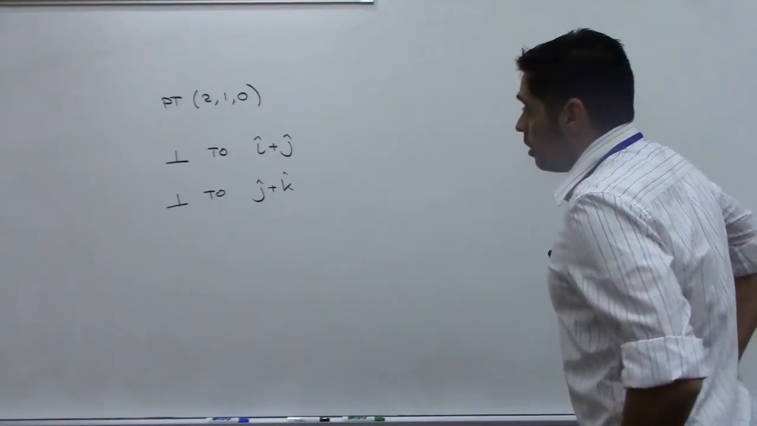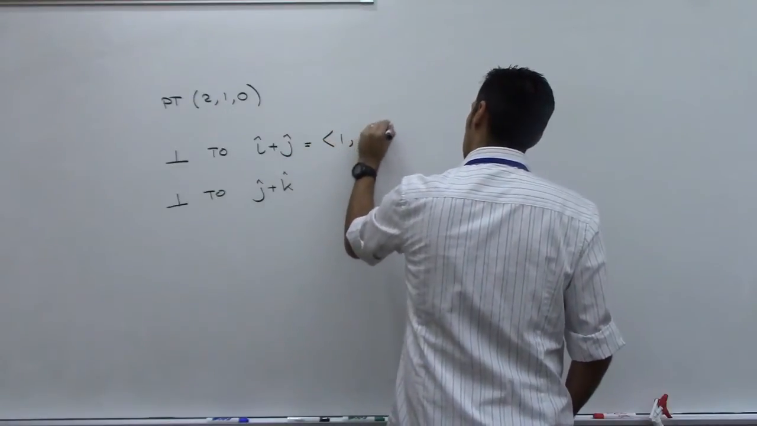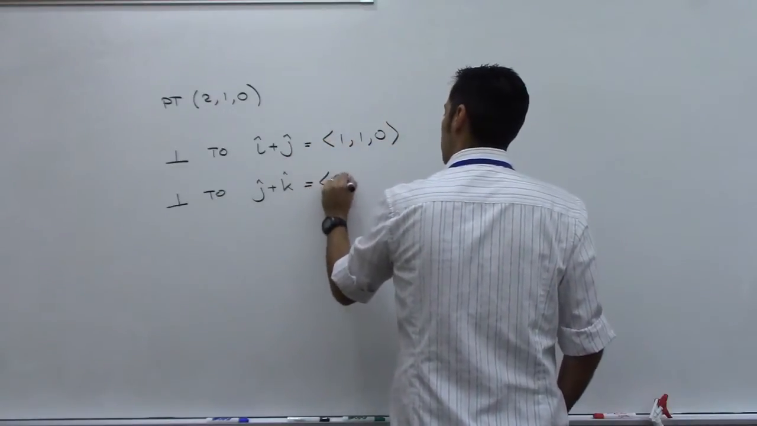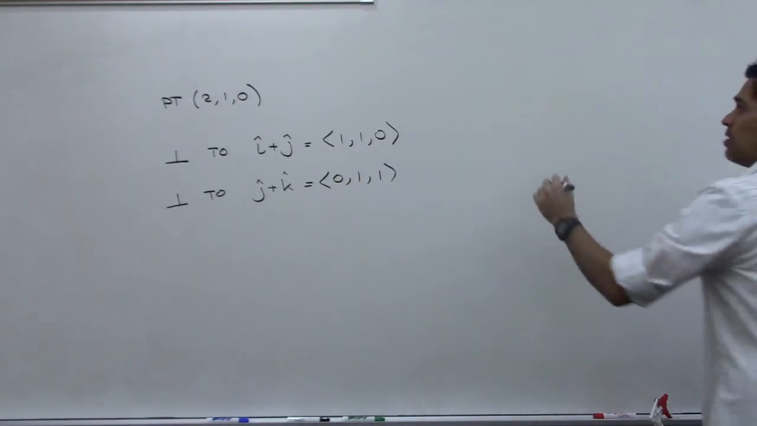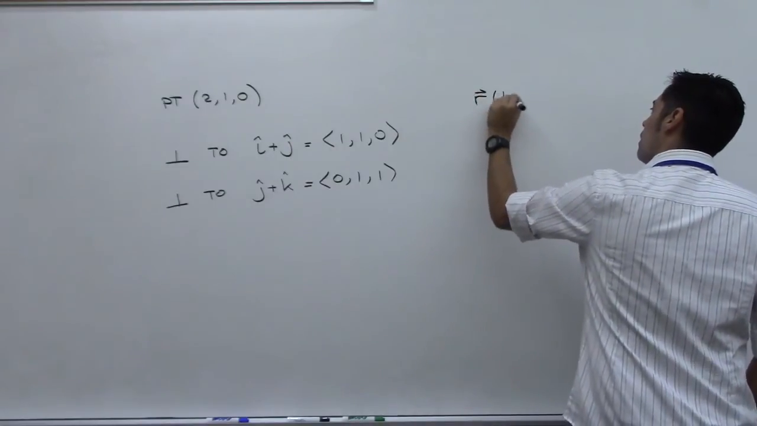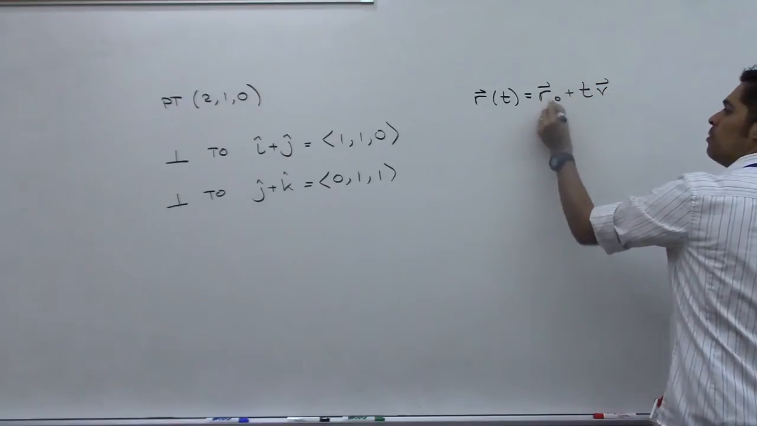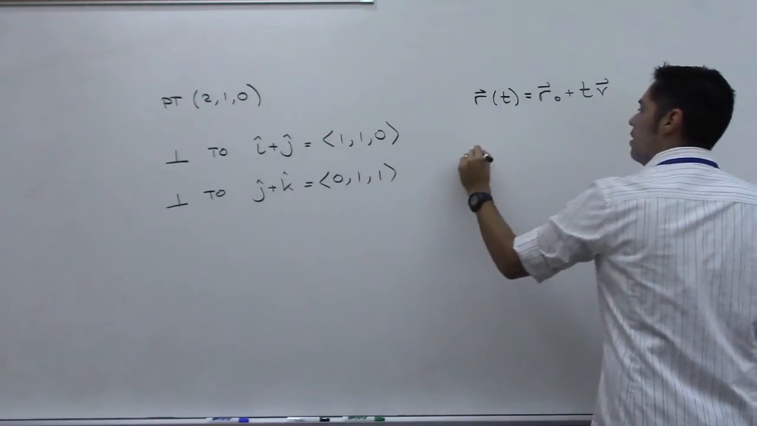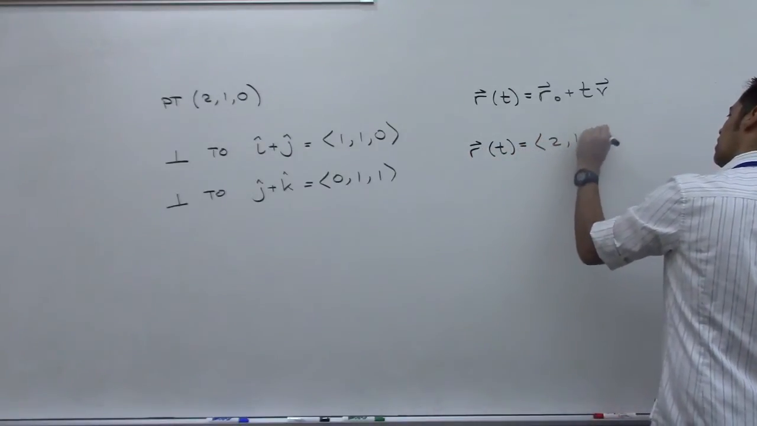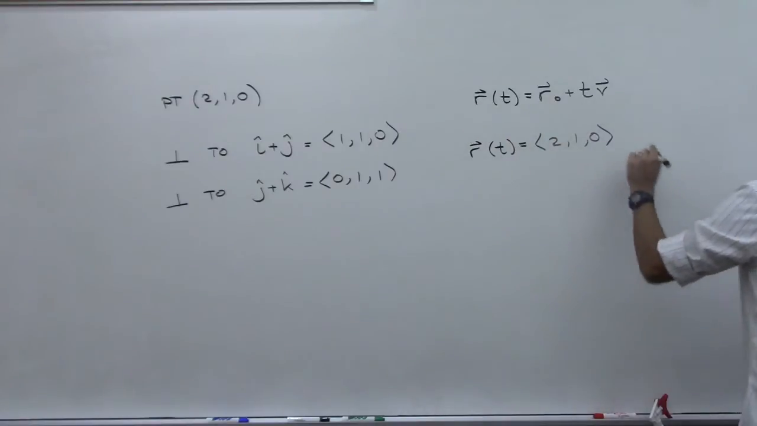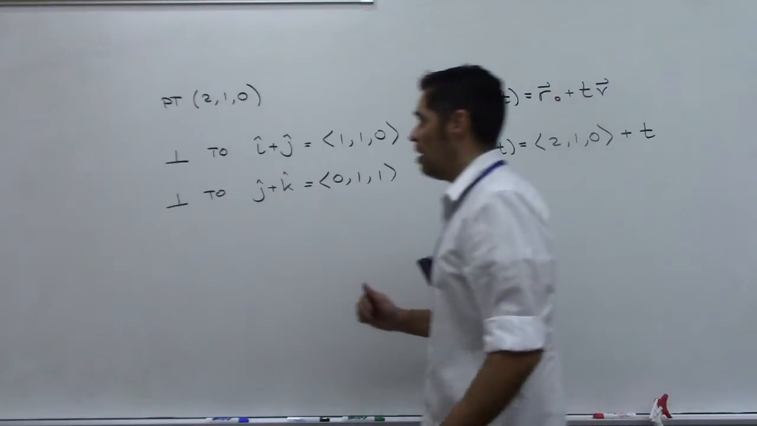Okay. So what is i plus j? i plus j is just the vector (1, 1, 0). And j plus k is the vector (0, 1, 1). So what I need to find the vector equation of the line, right, is this. I need a point, which I've got, right? So I know that r of t so far is going to be (2, 1, 0). It's the point on the line converted to a vector, plus t times, now I just need to know what v is. v is the direction of the line.